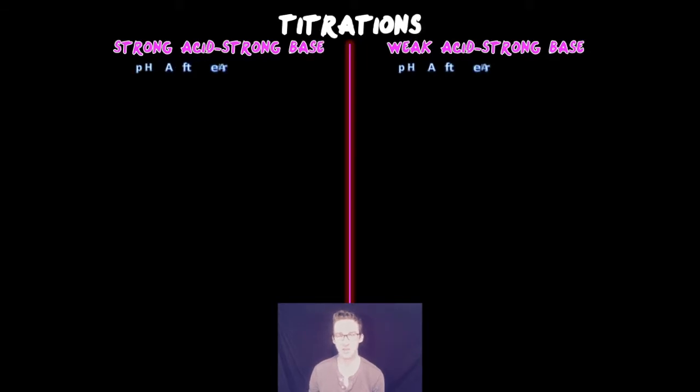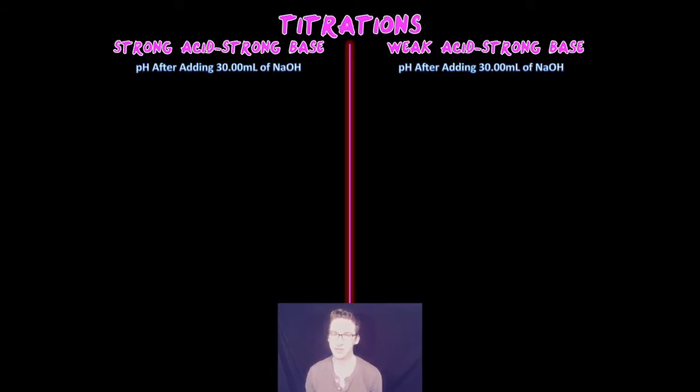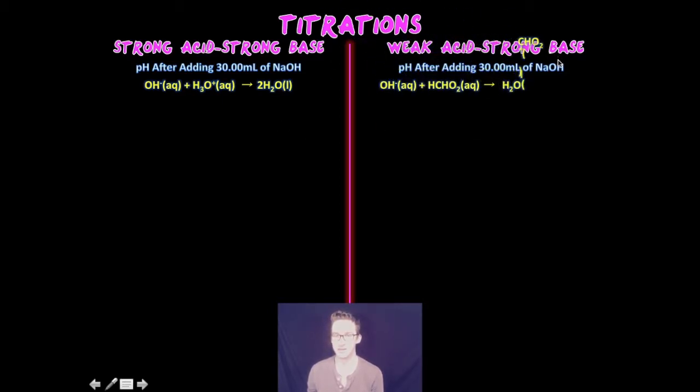So now we're past the equivalence point, and it really just becomes a matter of an excess reactant type of situation. If we take a look at the strong acid, strong base, again, our hydroxide ion no longer has any hydronium ion to react with. We've used all of it up. Likewise, in the weak acid, strong base titration, our hydroxide has completely used up the formic acid molecules.